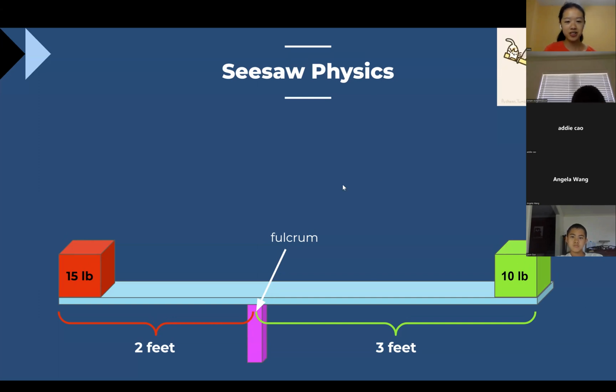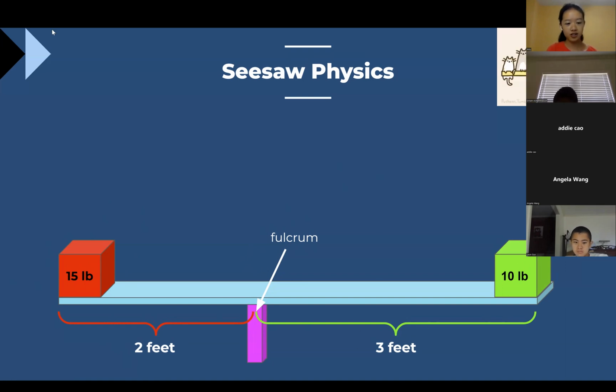In order for a seesaw to be balanced, you have to look at 2 things on both sides of the seesaw. You need to look at how much the object is weighing on each side. In this case, you can see there's 15 pounds and 10 pounds. And you also need to look at the distance the object is away from the middle, the center thing, which is called the fulcrum. In this case, the left side weight is 2 feet away, and the right side weight is 3 feet away.